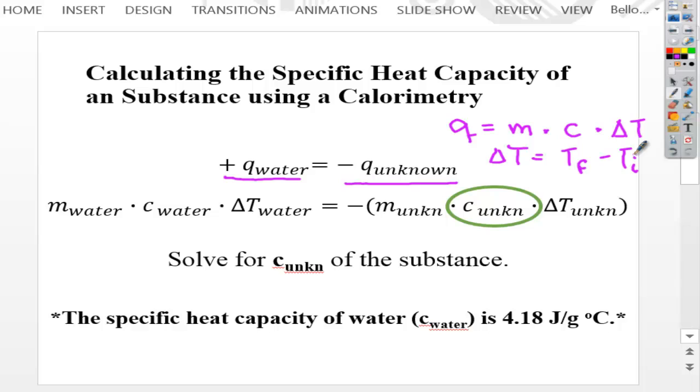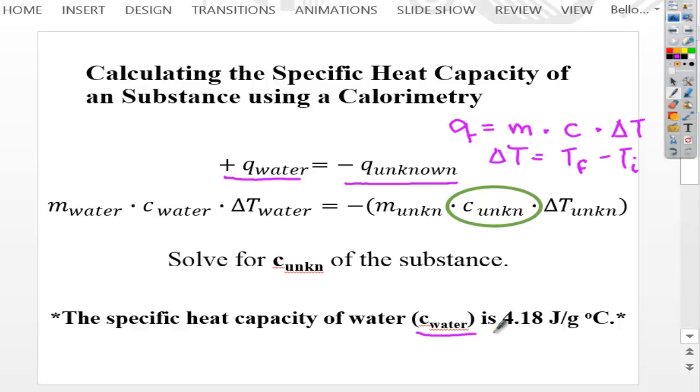Okay? So we can expand this equation and say that the mass of the water times the specific heat capacity of the water, which is 4.18, times the change in the temperature of the water equals the negative mass of the unknown metal times the specific heat capacity, which is what we're going to be looking for, times the change in temperature of the unknown metal, right? We can measure mass and temperature pretty easily. That's why calorimetry helps us a lot, because we can determine the specific heat capacity of objects that we don't know about.